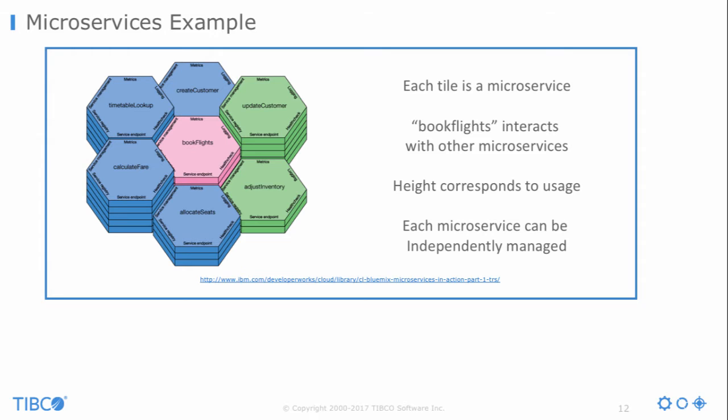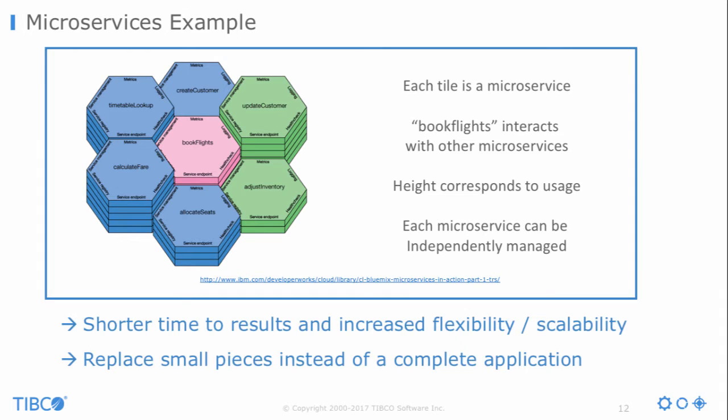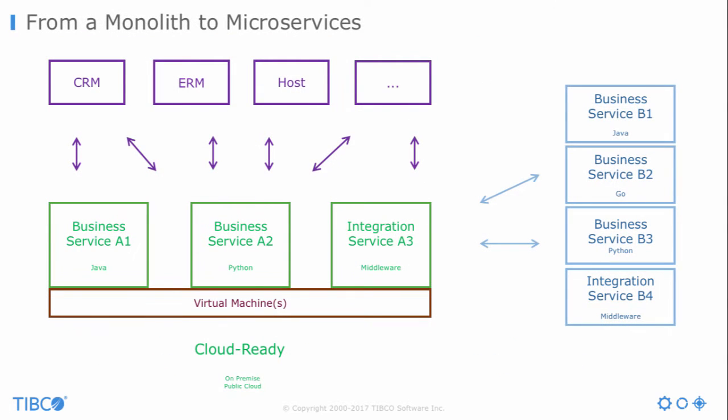The key, however, is that all these microservices are independent of each other for development, testing, operation, deployment, and also versioning and updating. And that's the key benefit of microservices, to get shorter time to results and increased flexibility and scalability. You can easily replace small parts of an application instead of changing the whole application. And that's true for the whole lifecycle, not just development, but also testing, deployment, versioning, and so on. This is really the key advantage. And this is not dependent on any technology change or something like this. And this is often the first step from a monolith to microservices.